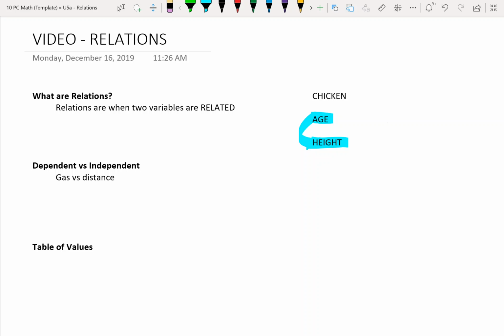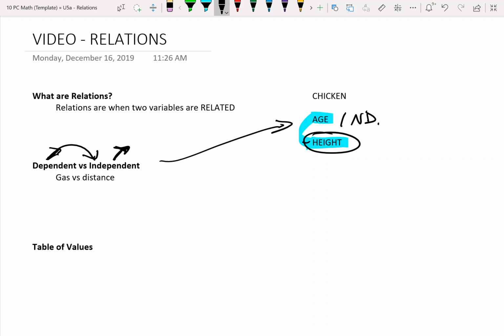A really important part is figuring out dependent and independent variables. So in the example we just gave, age and height, one of them is dependent, one of them is independent. There's always one and the other. The independent variable happens no matter what. The dependent variable changes based on the independent variable. So in this situation, the age is the independent variable because my age is going to keep going up no matter what. It changes by itself. The height is going to change based on my age, so it's going to be the dependent variable.